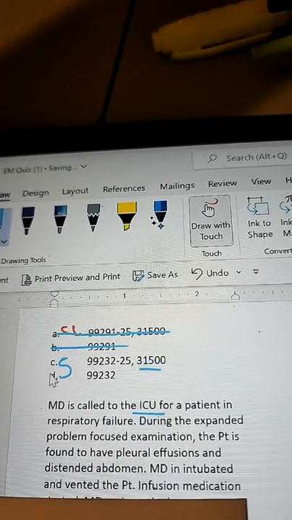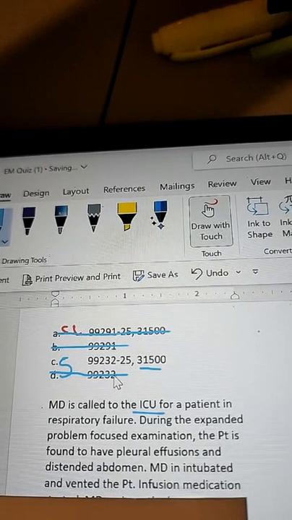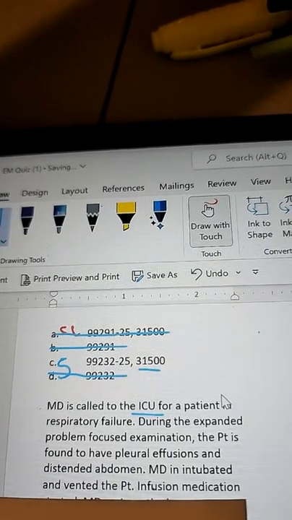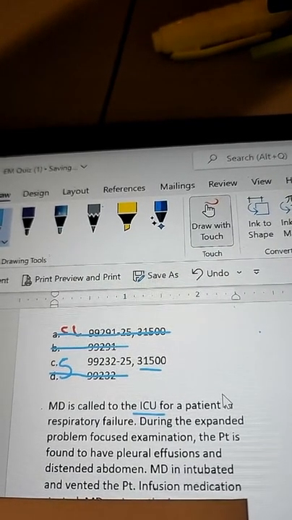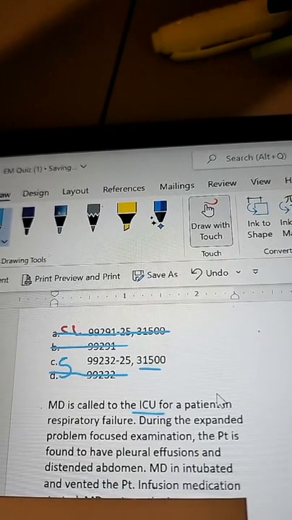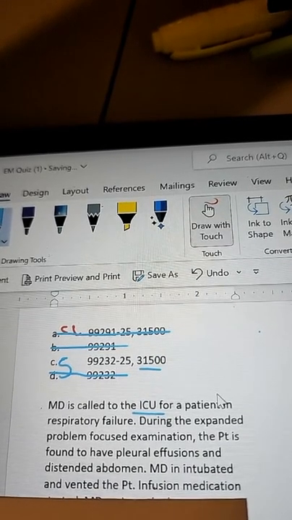So I hope that makes sense. The billing for this one is going to be C. C is your answer. You like that, mean?